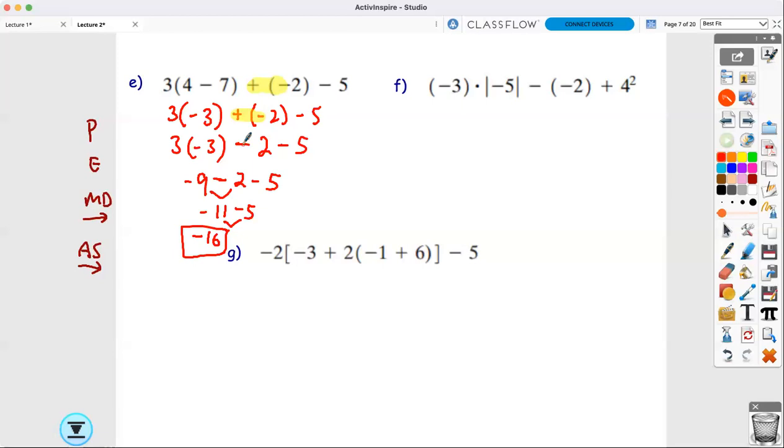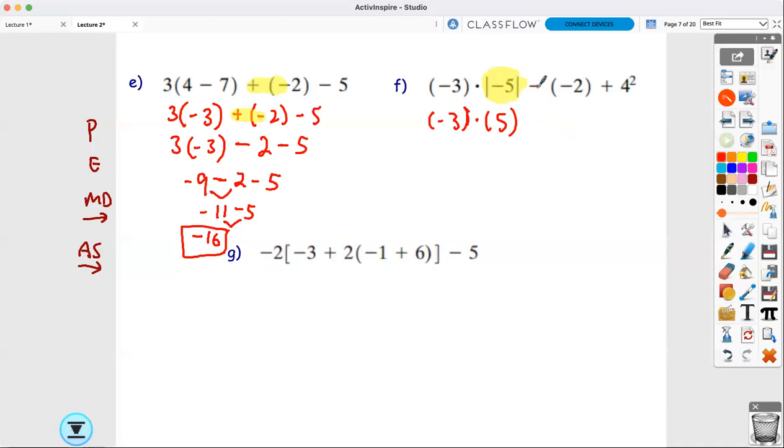Let's look at F. F is -3 times the absolute value of -5, minus -2, plus 4 squared. If you look at the absolute value of -5, the absolute value of any number is always going to come out positive. So let's go ahead and do the absolute value first. I'm going to rewrite this. So it'll be -3 times a +5.